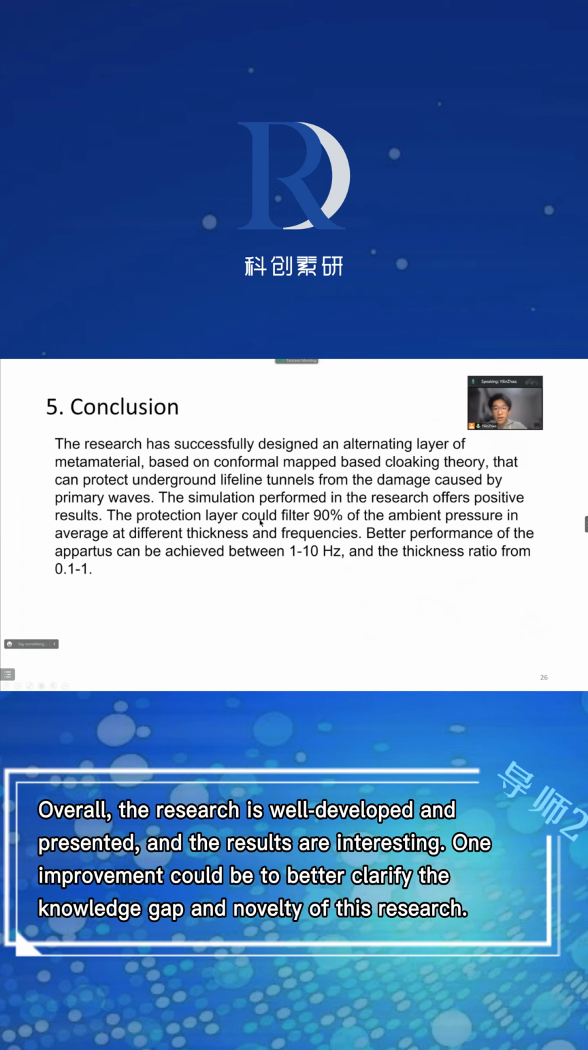So for our conclusion, the research has successfully designed an alternating layer of metamaterial based on conformal map-based cloaking theory that can protect underground lifeline tunnels from the damage caused by primary waves. The simulation performed in the research offers a positive result. The protection layer could filter 90% of the ambient pressure on average at different thicknesses and frequencies. Better performance of the apparatus can be achieved between 1 to 10 Hz, and the thickness ratio ranged from 0.1 to 1.